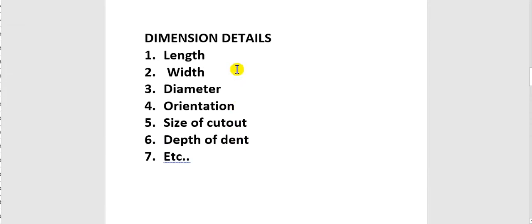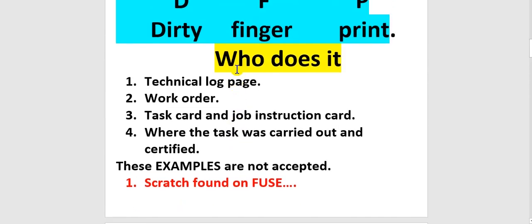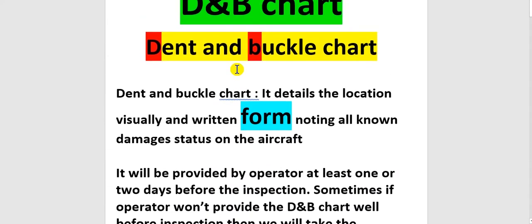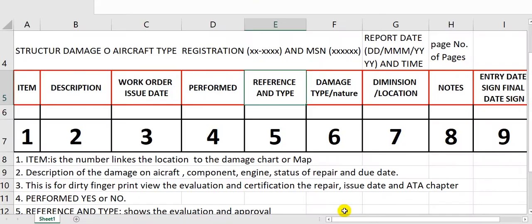What about the physical inspection? This is just for the dent and buckle chart. Here also, your company must have a template for the record. This sheet here contains the aircraft type, aircraft registration, aircraft manufacturer serial number, and the report date and time, and the page of the report, page number of pages.